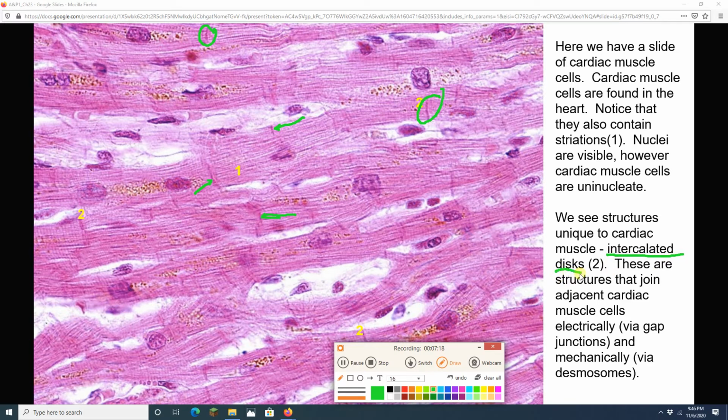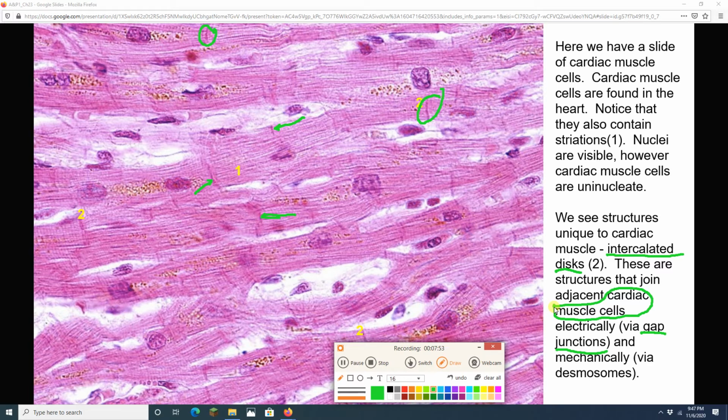Intercalated means kind of like stuck in between. And these things are in between the cardiac muscle cells. And they contain 2 important structures. They contain gap junctions, which we learned about a long time ago. Gap junctions connect cardiac muscle cells electrically so that the entire heart can contract as one more or less big unit. You need the millions of heart cells to work together and not to work individually. So the gap junctions coordinate their activity.